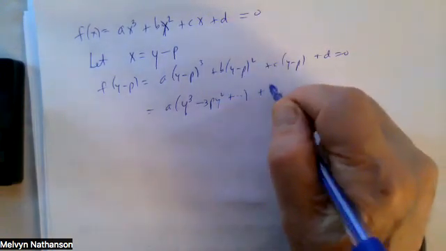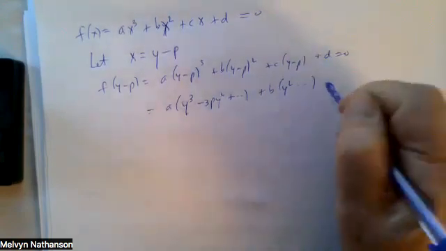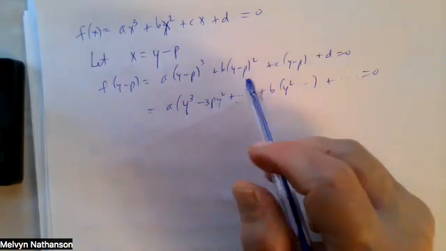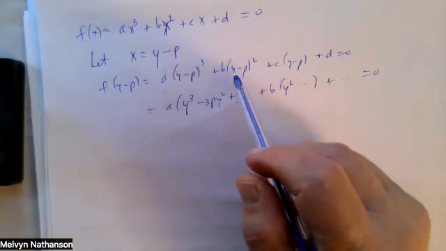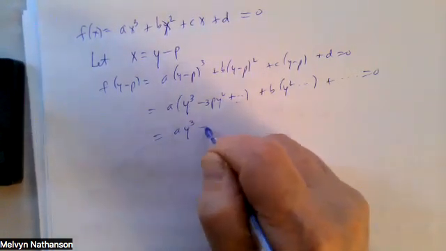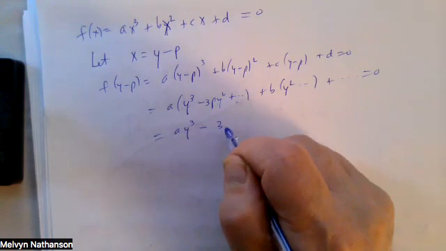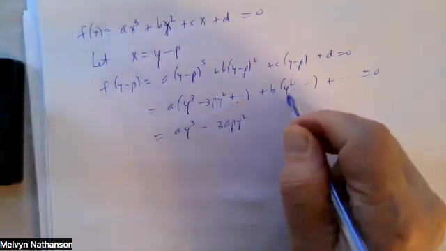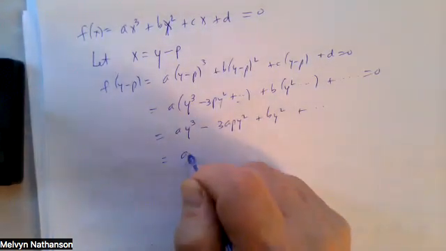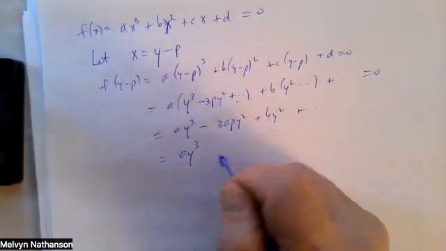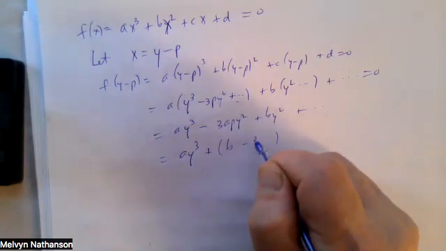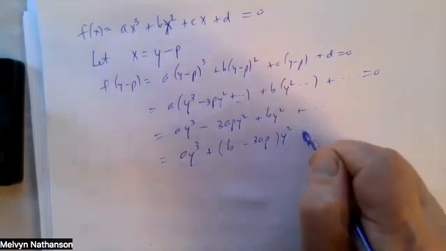Here, when I expand this, I get b y squared and some other stuff plus other stuff. And this other stuff where the dots are either multiples of y or just constants. So this is ay cubed minus 3apy squared plus by squared plus other stuff. This is ay cubed plus, let's see, what do I have here? I have b minus 3ap times y squared and other stuff.